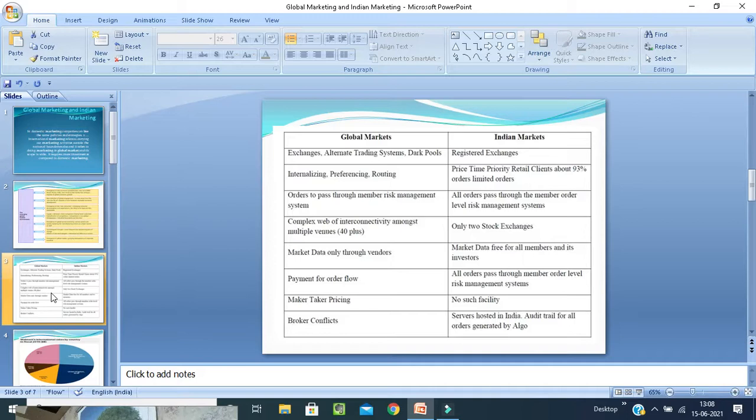Now, competition. In Indian marketing, sellers have to face competition from domestic producers only, whereas in international marketing, they have to face a high degree of competition from global players. So these are the differences. If you see on the screen, how the payment of the order is there, how the internationalization of the routing is there, broker conflicts, everything has been explained clearly, so have a look.